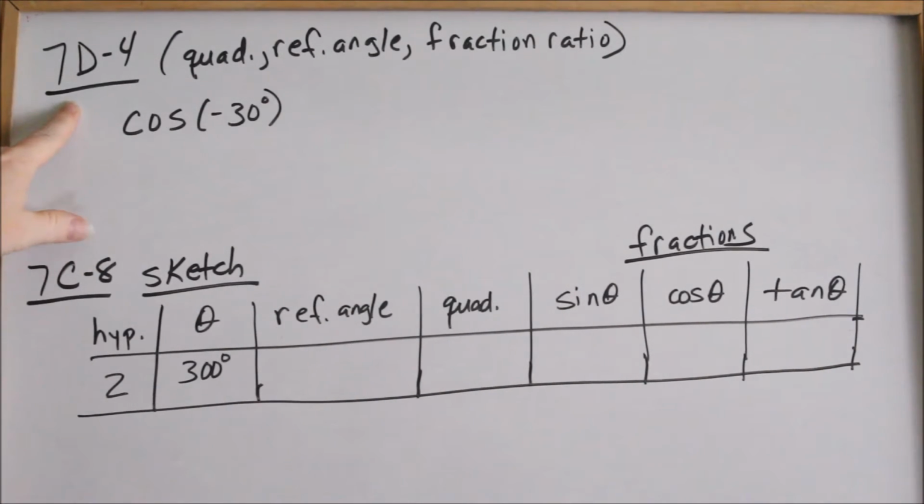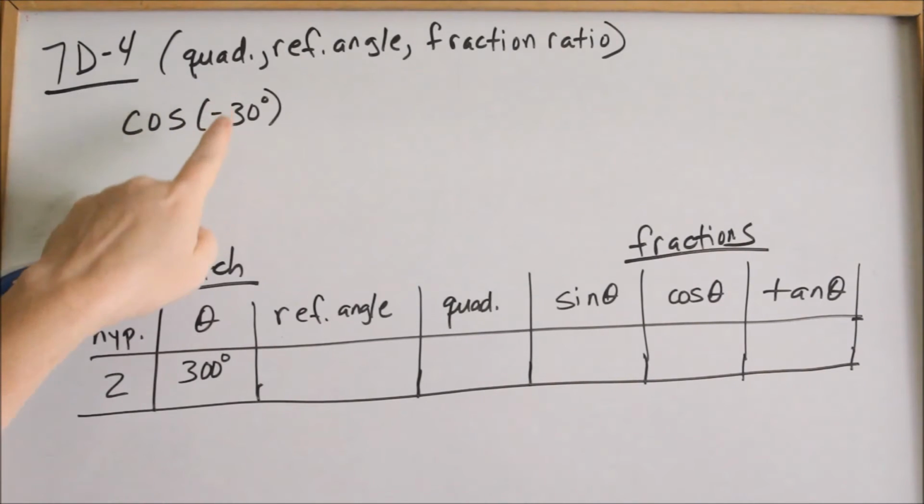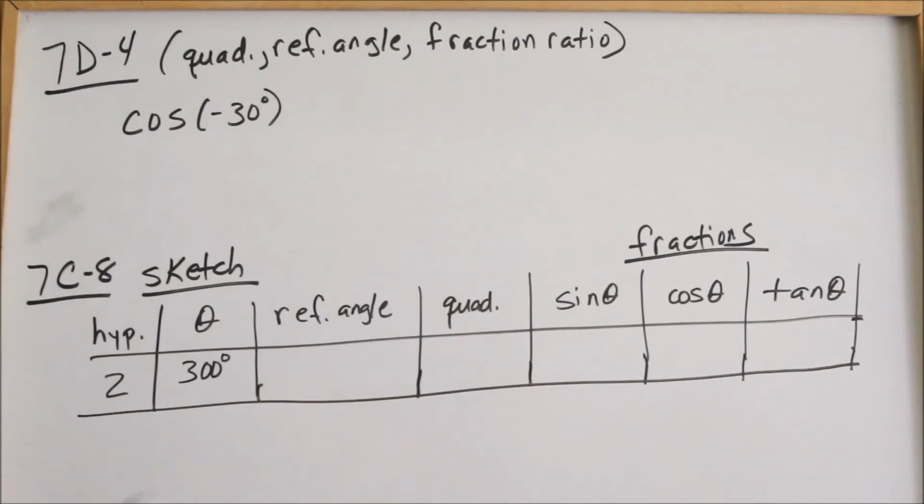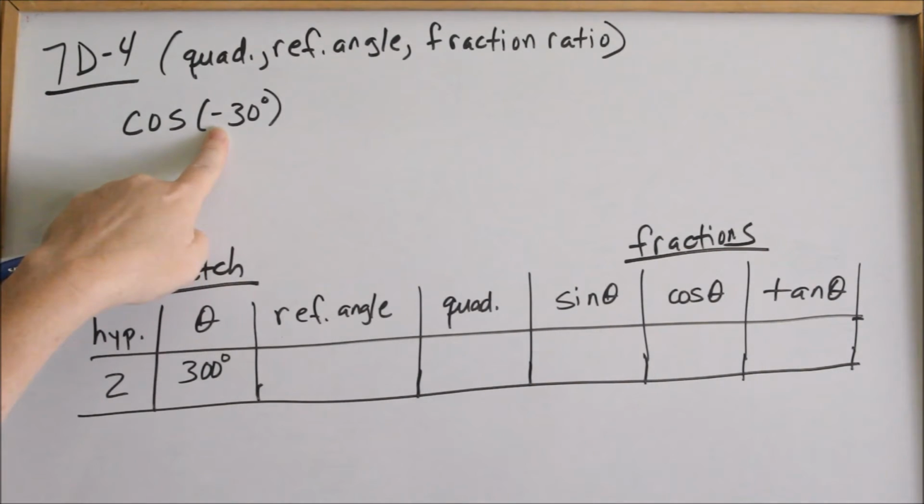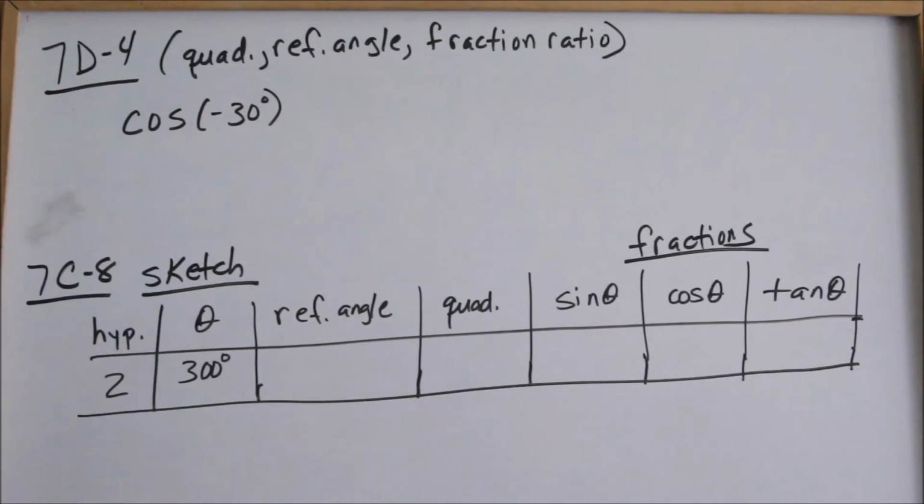Okay, now we're looking at cosine of negative 30 degrees, and so we want the quadrant and the reference angle, and then the fraction value of the trig ratio. So notice here you have a negative angle. What does negative in front of an angle mean? It tells you the direction you're going to rotate. So a negative angle will rotate in the clockwise direction.